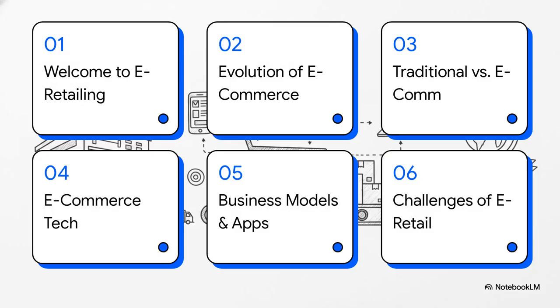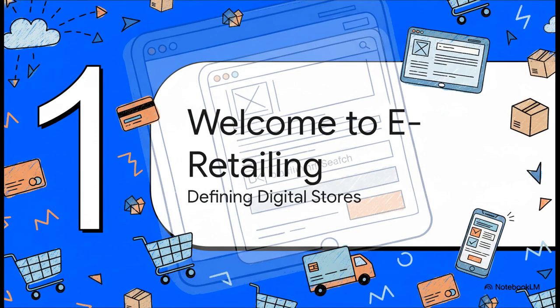To keep our journey under the hood organized, here is our 6-part roadmap. We'll start with Welcome to E-Retailing, move into the evolution of e-commerce, traditional versus e-commerce, the e-commerce tech infrastructure, business models and applications, and we'll wrap up with the challenges of online retailing. All right, jumping into Section 1.